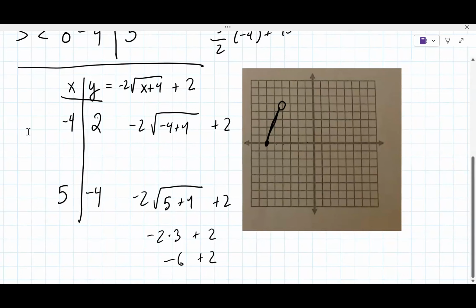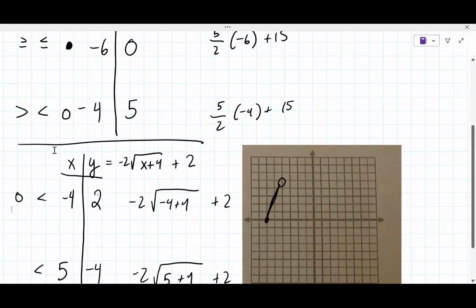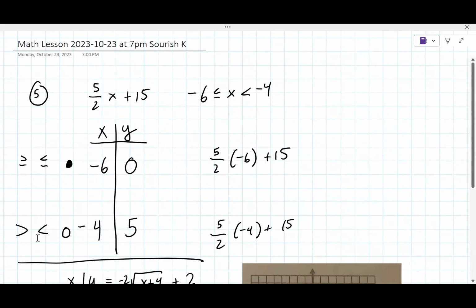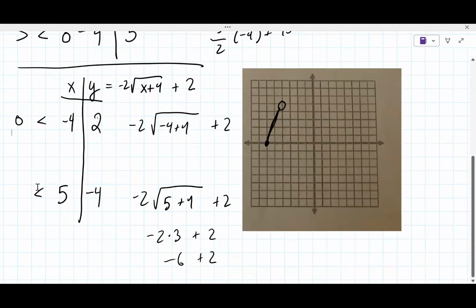If you look on your paper, you see that there's a less than next to each of those. So is that an open or a closed circle? It's an open circle. Less than or greater than are always open. Less than or equal to, greater than or equal to are always closed. So you're going to put an open circle at those 2 points, -4, 2 and 5, -4.